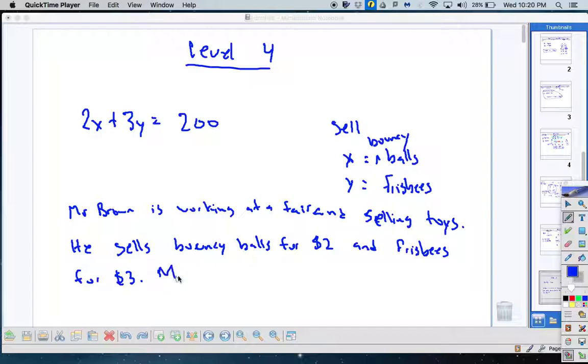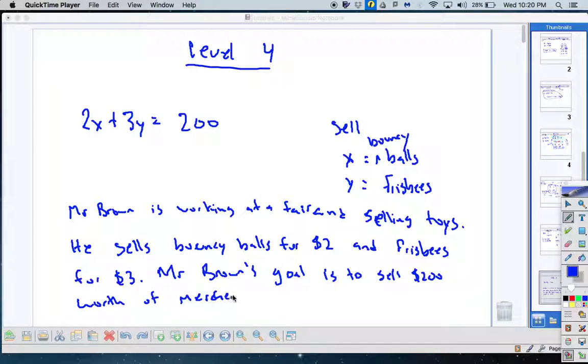Mr. Brown's goal is to sell $200 worth of merchandise. And I think I spelled that word right now.